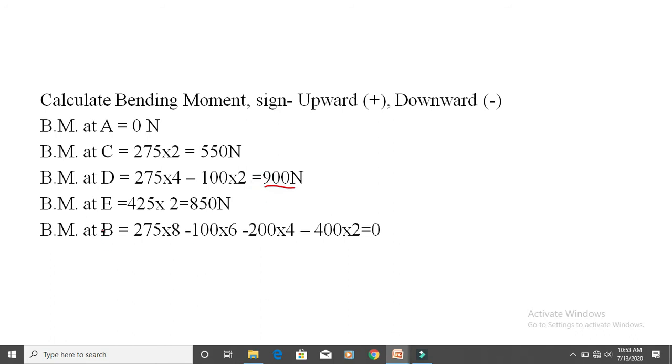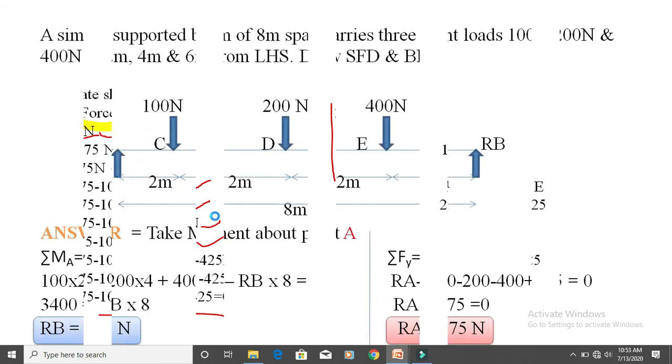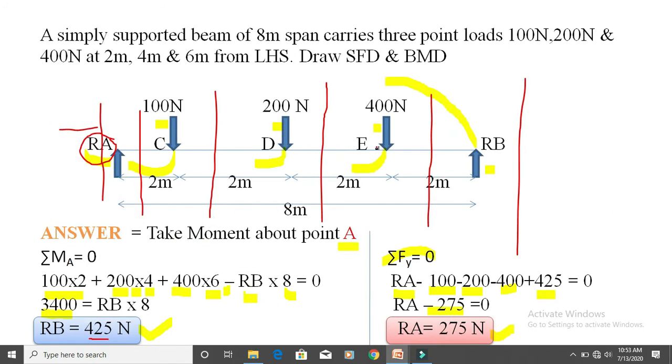And next, the bending moment at E is equal to 425 into 2, which is equal to 850 Newton. This means the bending moment at the E point. On the left of E the number of forces is 1, 2, 3, and on the right of E there is only one force. So choose the right side of E because there is a minimum number of forces in the right direction.